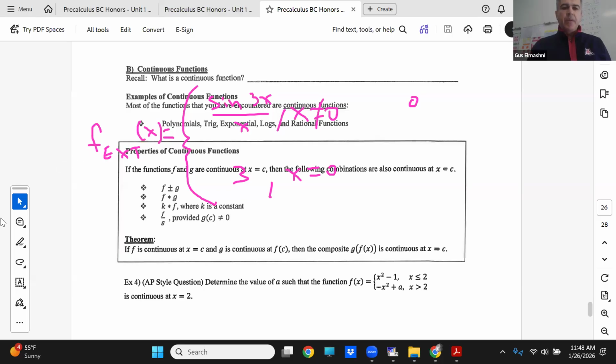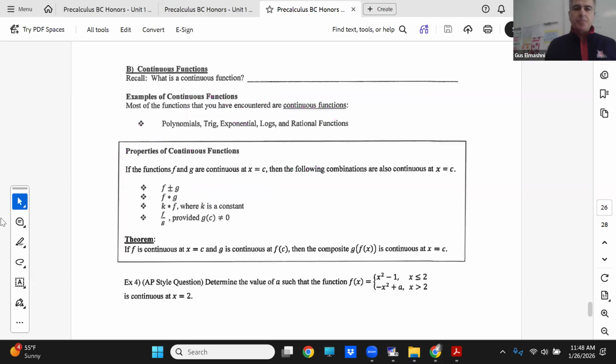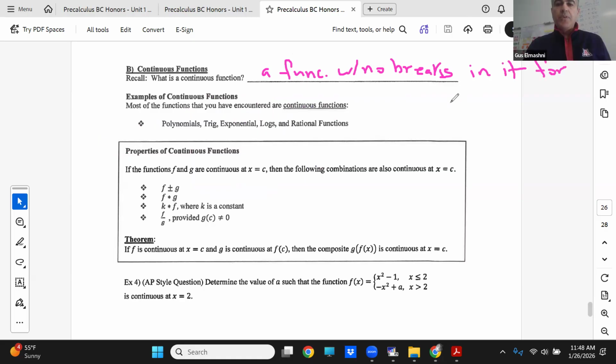Now, let's keep going, guys. Continuous functions. What is a continuous function? A function with no breaks in it, for its entire domain.